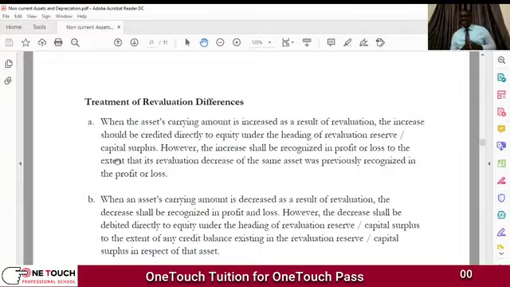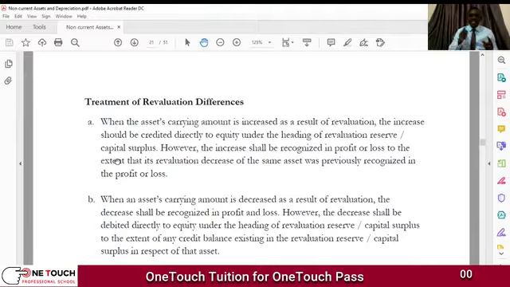So what we are saying here is that if you revalue an asset for the very first time and that results in an increase, for example, the value of the asset is 1,000, you revalue it, and the asset becomes 2,000. The asset has increased in value by an additional 1,000. That increase of 1,000 should be credited directly to equity under the heading revaluation reserve. So in this case, we debit the asset and credit the revaluation reserve.